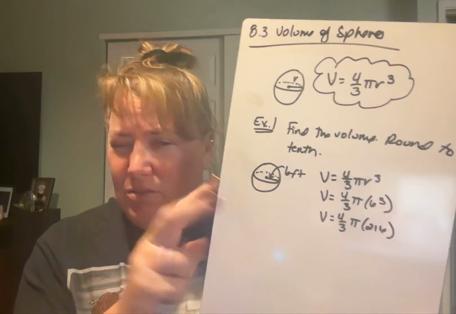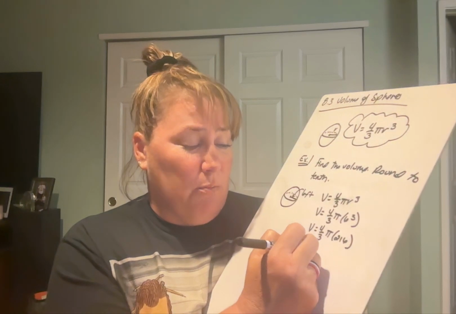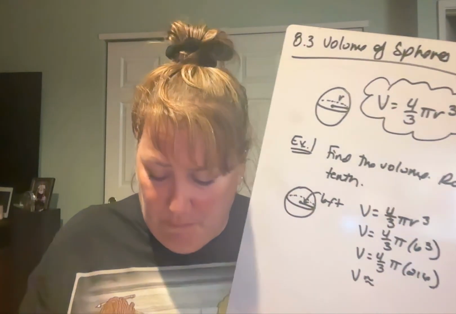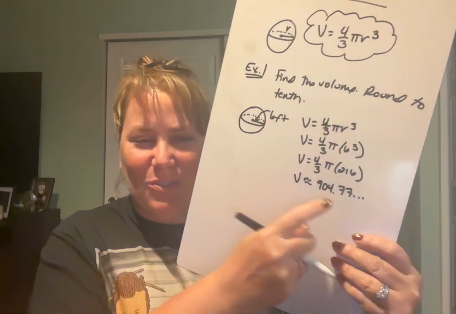Step 4, 2 things. Volume is switch to squiggles, approximately. Okay. So now go to your calculator. We have 4/3, so 4 ABC 3 times pi times 216. Okay, hit enter. Look at all those numbers. Are we writing them all out? No. So you have 904.77 blah blah blah. So the 2 things you have to do, your squiggles and your dot dot dots.